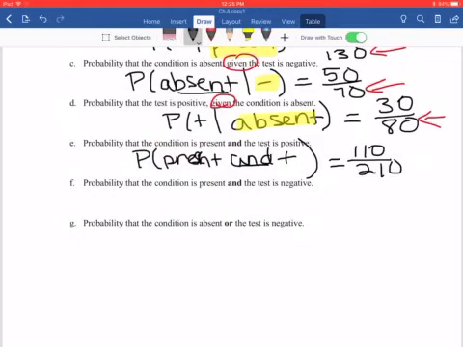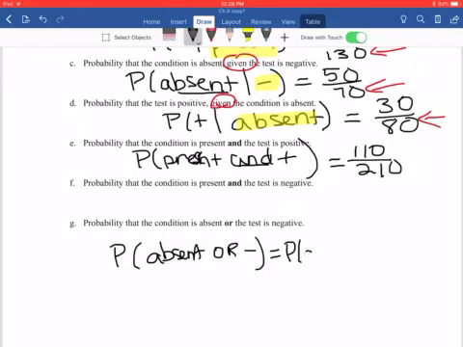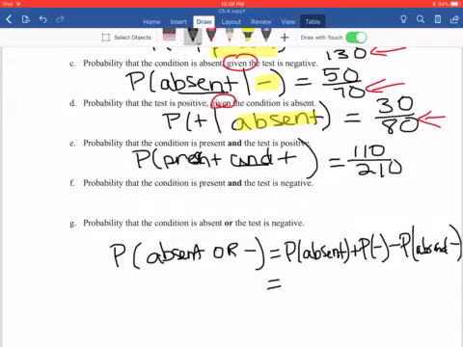Let's do this last one, part G. What is the probability that the condition is absent or the test is negative? Now, with the or, we do have to use our formula. So if you remember, the probability of A or B is the probability of A plus the probability of B minus the probability of A and B. So in this case, this would be the probability that it's absent plus the probability that it's negative minus the probability of absent and negative in our formula.